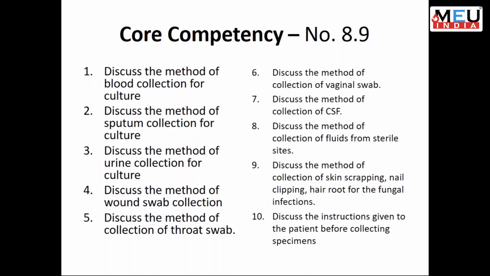This competency was divided into SLOs. We have divided it into 10 SLOs. One is discuss the method of blood collection for culture, and the second SLO is discuss the method for sputum collection for culture, and third is discuss the method for urine collection for culture. Then discuss the method of wound swab collection, and discuss the method of collection of throat swab. Then discuss the method of collection of vaginal swabs.